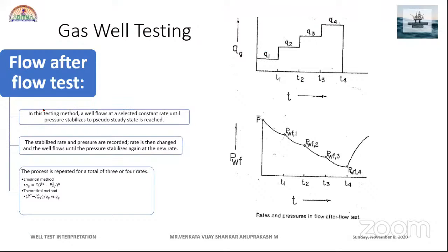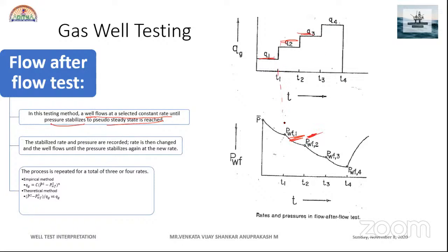So this is what I told about the flow after test. A well is flowed at a constant rate until pressure stabilizes and a pseudo steady state is reached. Initially it was maintained at a Q1, and after that the flow rate is increased. Correspondingly there is a change in the pressure. After the change to Q3, again the pressure changes, and so on.